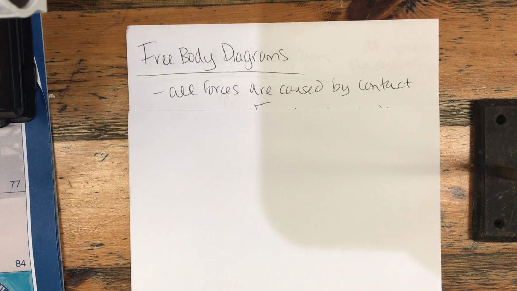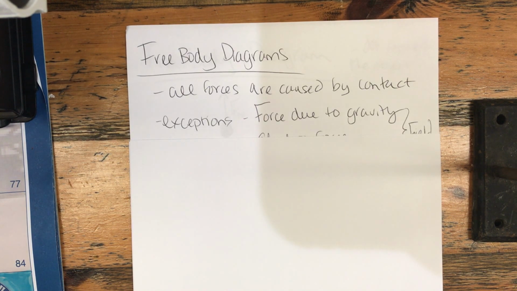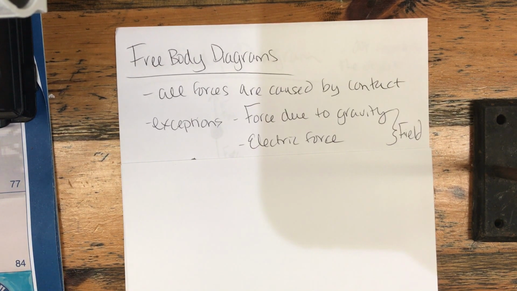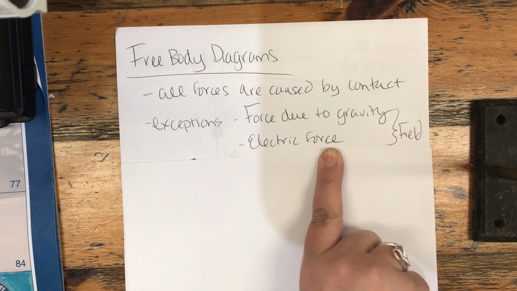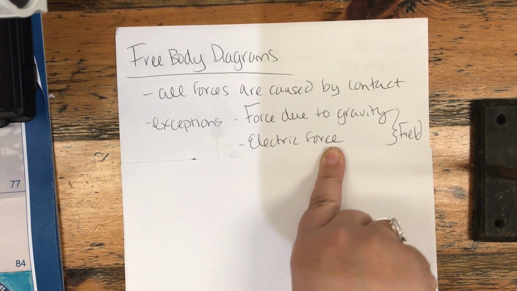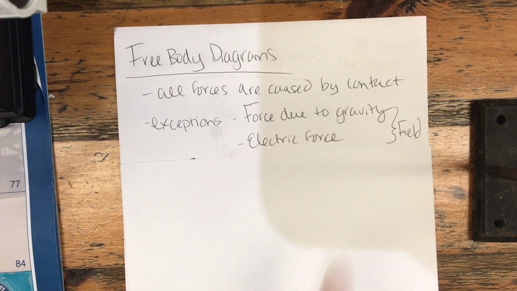Whatever's touching it must be exerting a force upon it. There are two exceptions to this rule, which are our field forces, and those field forces are the force due to gravity and electric force. Both of these forces will exist without something coming into contact with it, so we can't forget those.